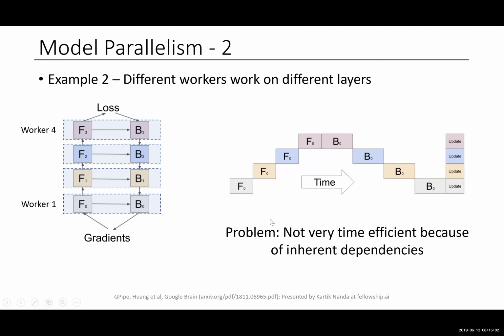So anybody who's looking at this, it's pretty obvious that we're wasting a lot of time here, because at any given time, the workers are mostly sitting idle. In fact, if you actually had just one worker, that worker could have done F0 followed by F1, F2, F3, B3, B2, B1, and B0. And the only place where you are actually saving time is in the updates. So this is what GPipe is all about.